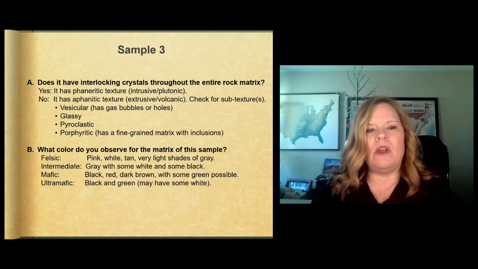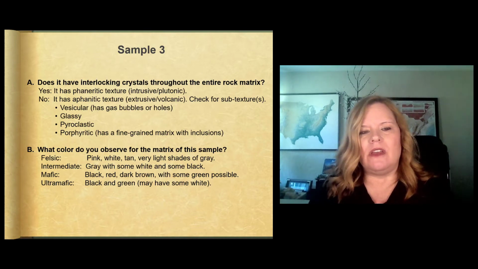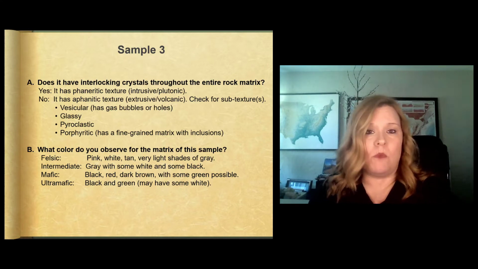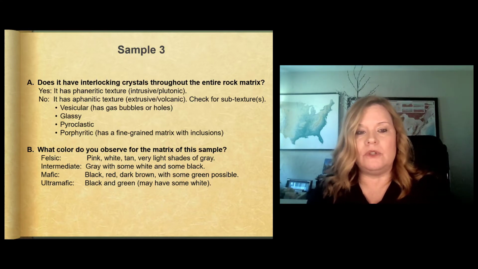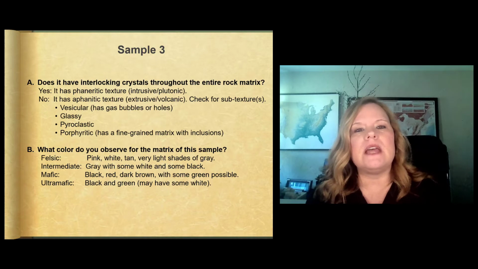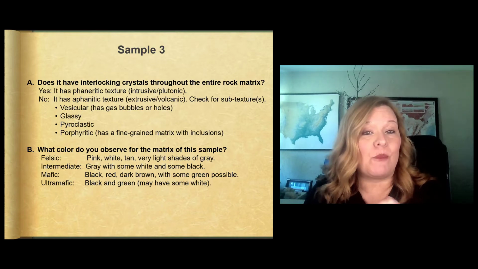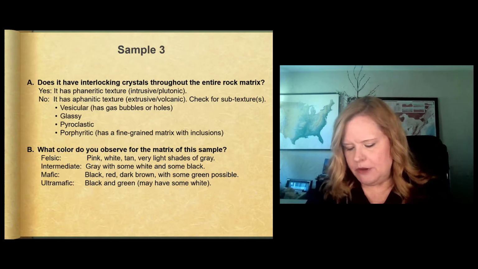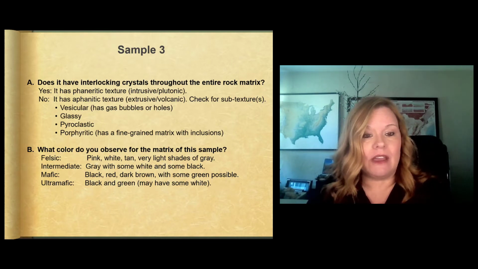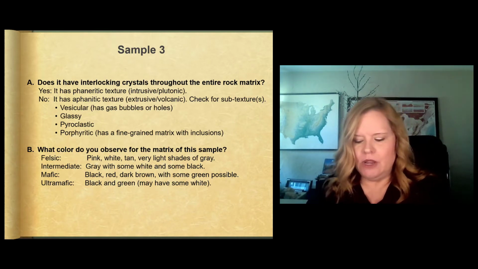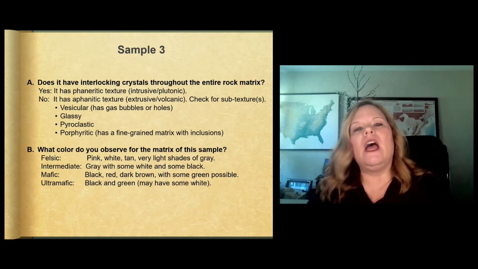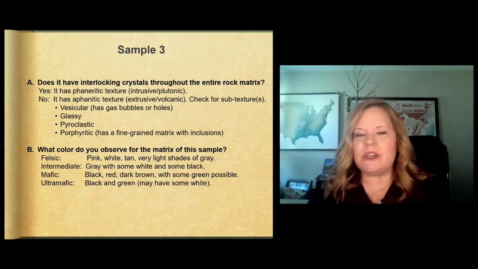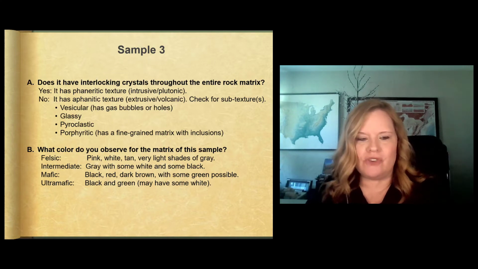From there, I want you to see, does it have any of the 4 subtextures? I mean, it can have 1, 2, 3, or all 4 different types of subtexture. Or I might add, there's one more choice, none. This one doesn't appear to have any of those. Okay, so I'm going to say it doesn't have any subtexture. Then I want to determine what color it is. So we know it's aphanitic. It doesn't have really any subtexture.